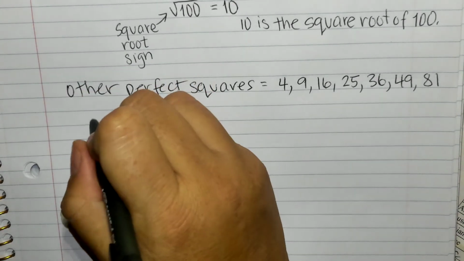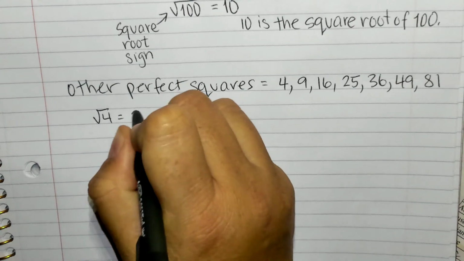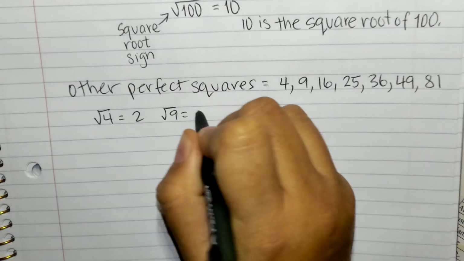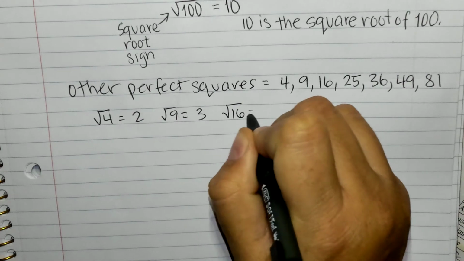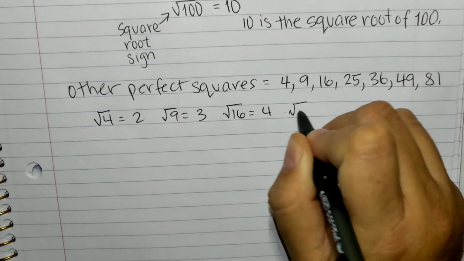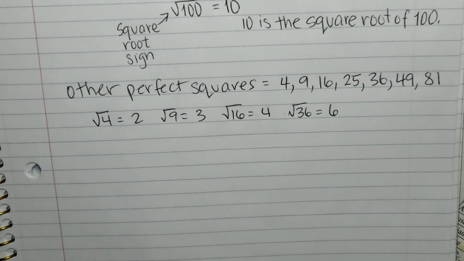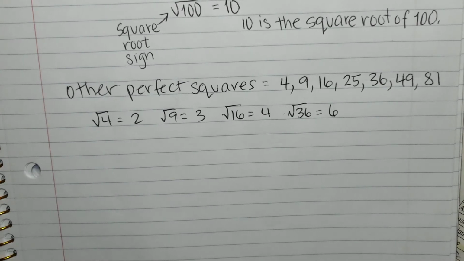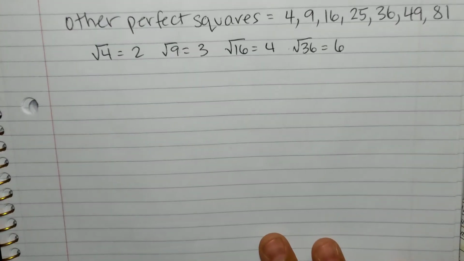And then the square root of 4 is 2. The square root of 9 is 3. The square root of 16 is 4. The square root of 36 is 6. Alright, so now what we're going to do is we're going to look at some perfect squares. And we're going to figure out how to find a perfect square root without a calculator. And these will be bigger numbers. Okay?